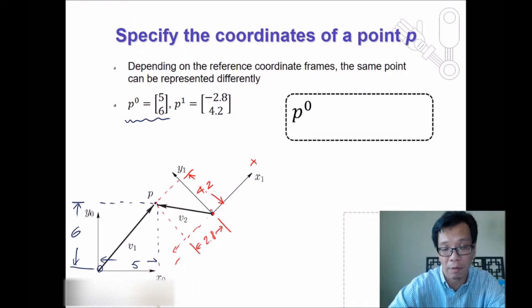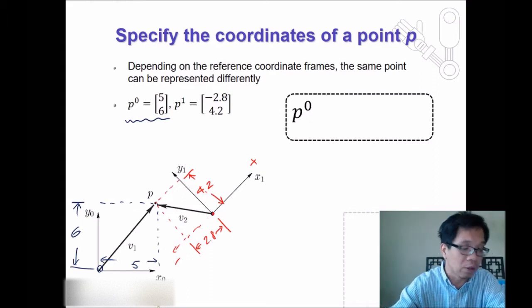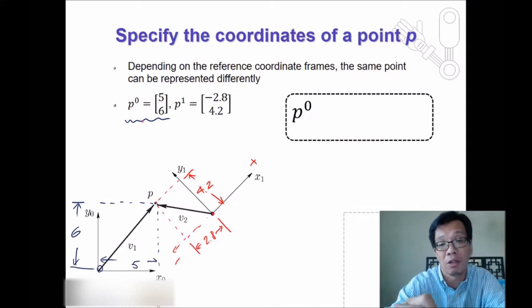So based on which coordinate you're going to use to describe the points, you might have different numbers out of those two systems. So when we are dealing with this one, you might notice that the notation over here is going to be a little bit different.